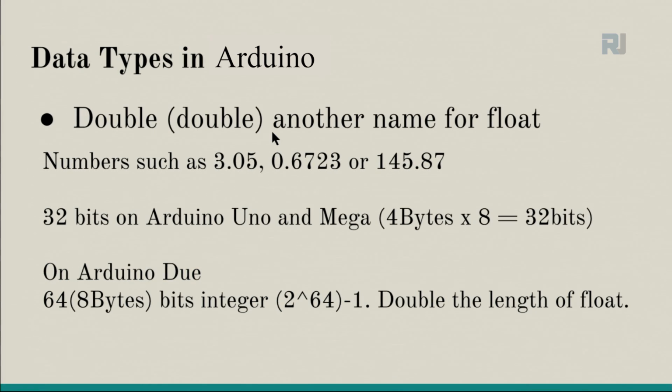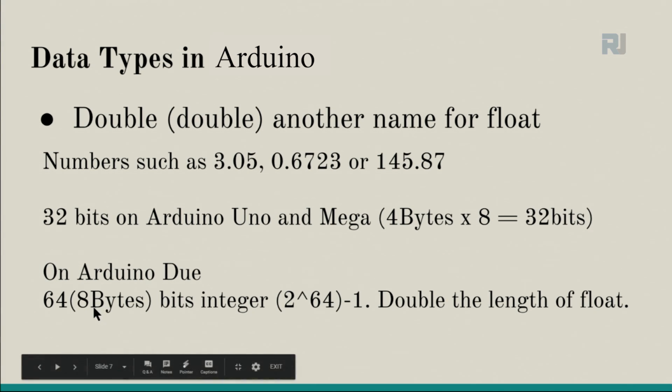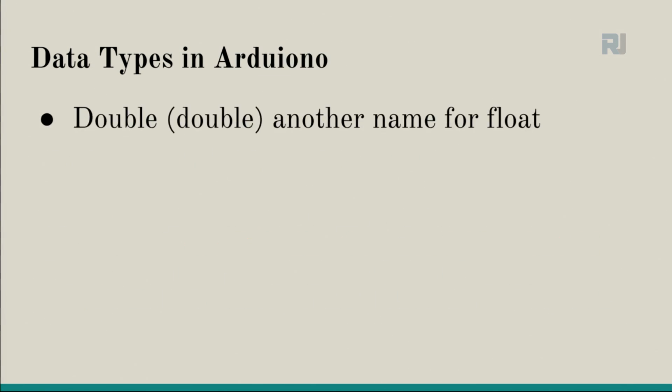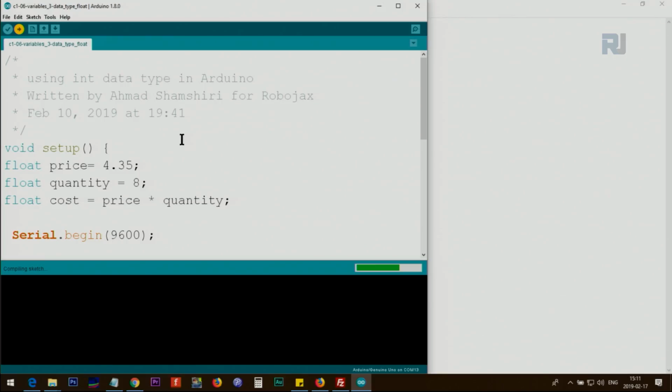You will come across another data type called double. Double is another name for float. You can write it with a lowercase d, and this is exactly the same as float. The only difference is that in Arduino Due, for double, the length is double the float, which is 8 bytes. And here is an example.